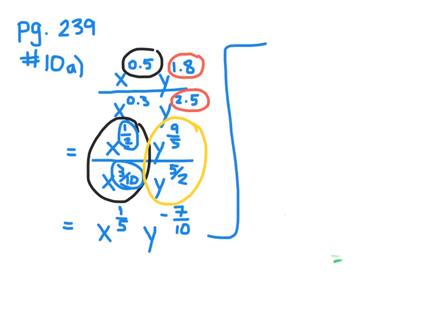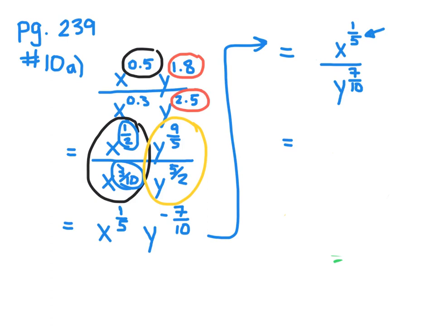Continuing this, I'm going to rewrite this properly because the final answer cannot be written with negative exponents. So x to the power of the fifth is okay at the top. But this y to the negative 7/10 is written properly by putting this as 1 over y to the positive 7/10. Another way of rewriting that, because sometimes the back of the book wouldn't want fractions as your final answer for the exponent.